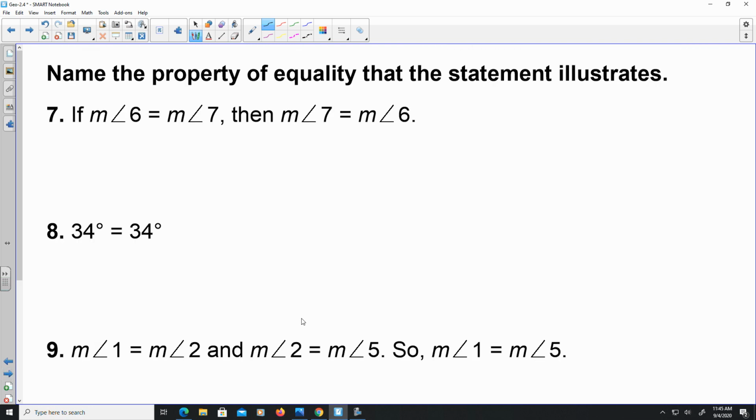Here it's just asking you to name the property of equality that's illustrated. 7, looks like they're just flipped around, so it's symmetric. 8, they're the same thing, so it's reflexive. Here it's 1 and 2, 2 and 5, because these two meet. You can say that's 1 and 5, so that is transitive. And this is how we can use algebraic reasoning.